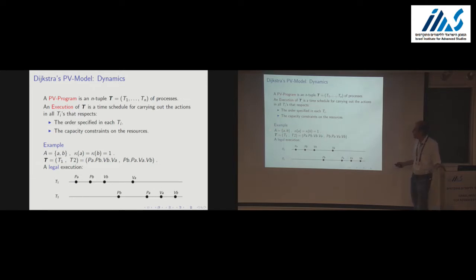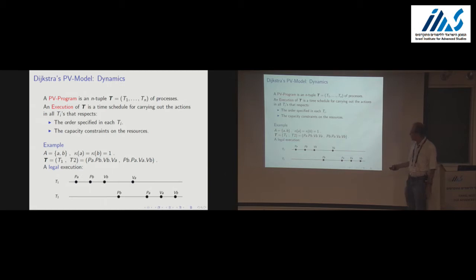So here is an example. We'll have two resources, A and B, both with capacity 1. And we have two processes. The first is open A, open B, close A, close B, and the second is open B, open A, close A, and close B. So here is a timeline for a legal execution. First process opens A, opens B, closes B. Second process opens B. First process closes A, and then second process opens A, closes A, and closes B.